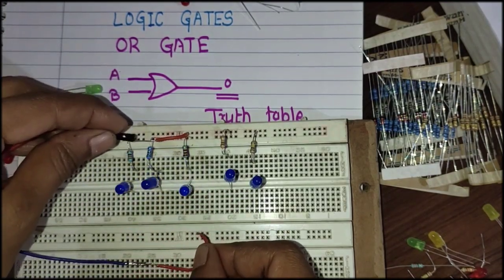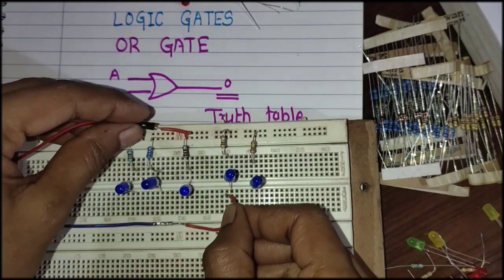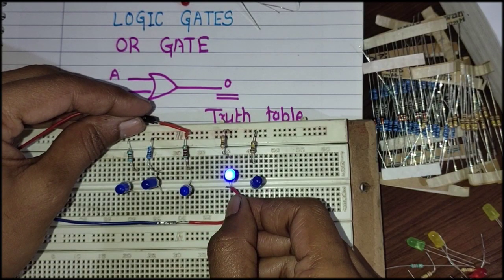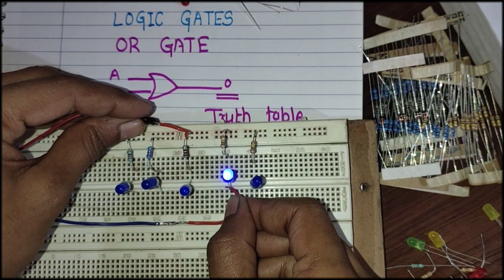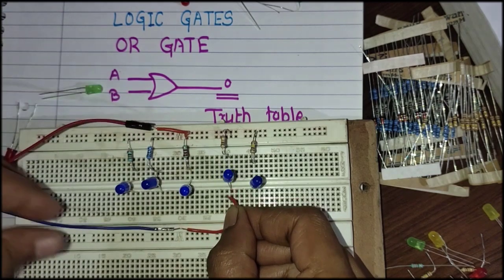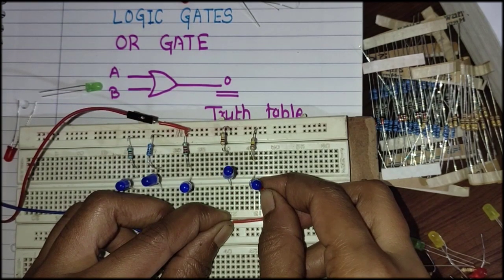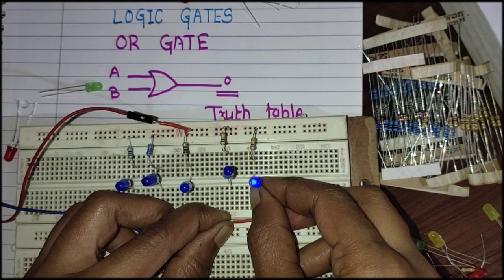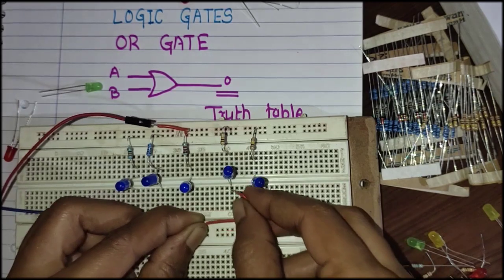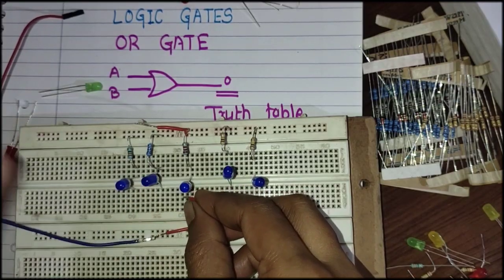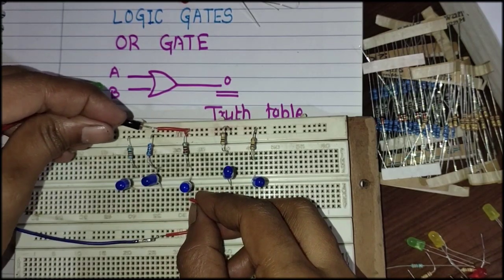Now we will move forward. Here we have a much higher value, that is 10K. So you can barely see the brightness of the LED. Very little current is flowing through it. Okay, are you able to see that? Yes, this is how it is looking. So by checking all this, we will go with the 1K.